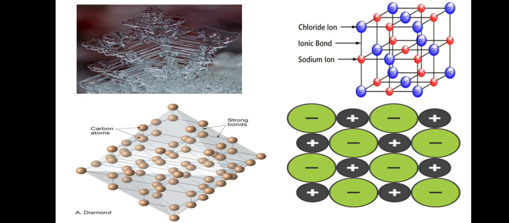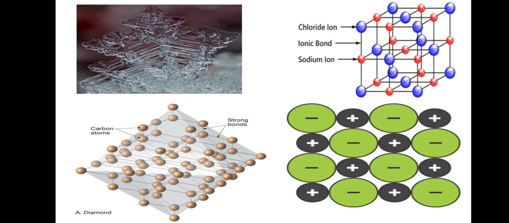Then on the right hand side, you can see a structure of sodium chloride has been shown to you. So you can see there a regular arrangement of sodium and chloride ions present all throughout the crystal lattice. Okay? And this represents ionic solids.